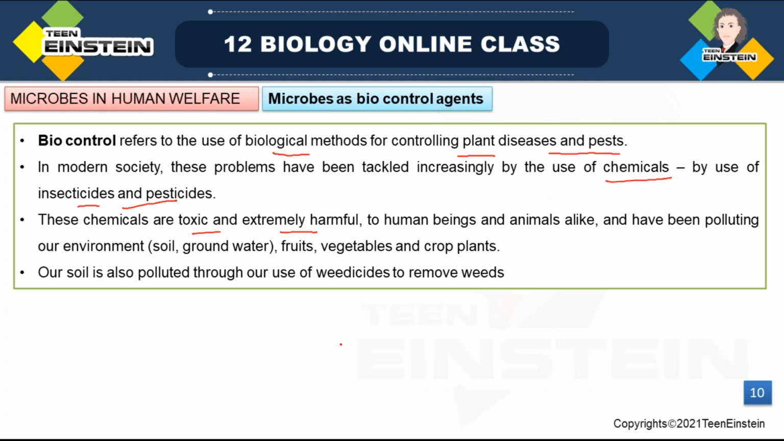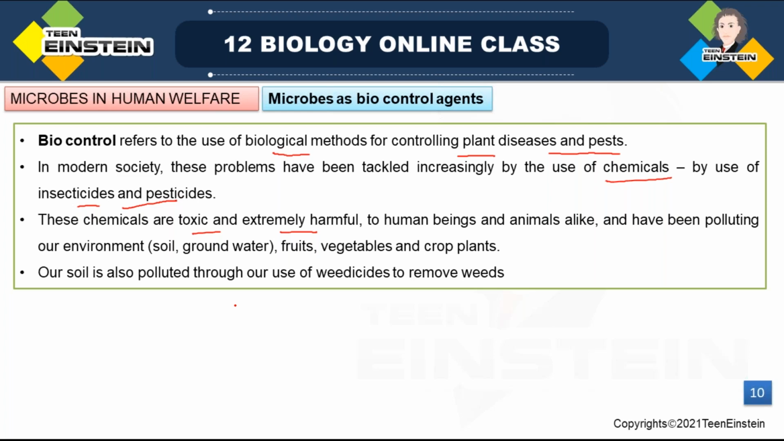Along with that, soil is also getting polluted, right? Soil is getting polluted through the use of chemicals which we spray for weeds. For weeds, what do we spray? Weedicide. Weedicide means the chemicals which kill weeds. For the removal of weeds, or to kill the weeds, we spray such weedicides. So soil is also getting polluted with the usage of these weedicides.